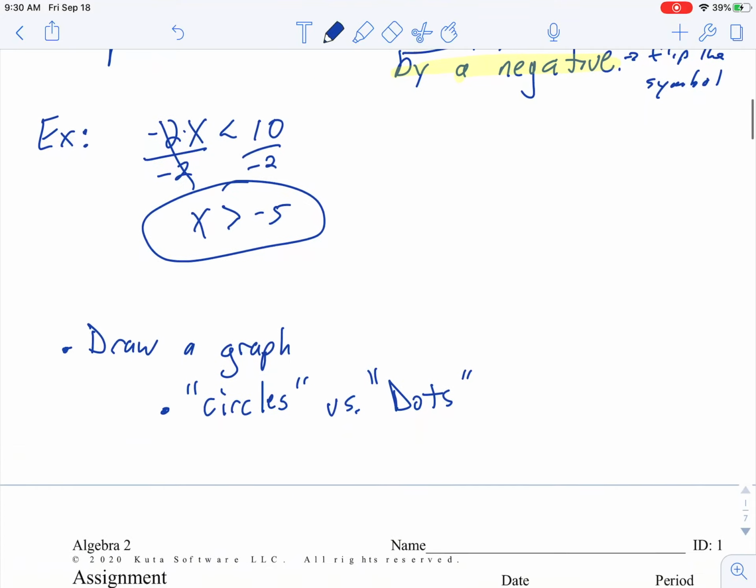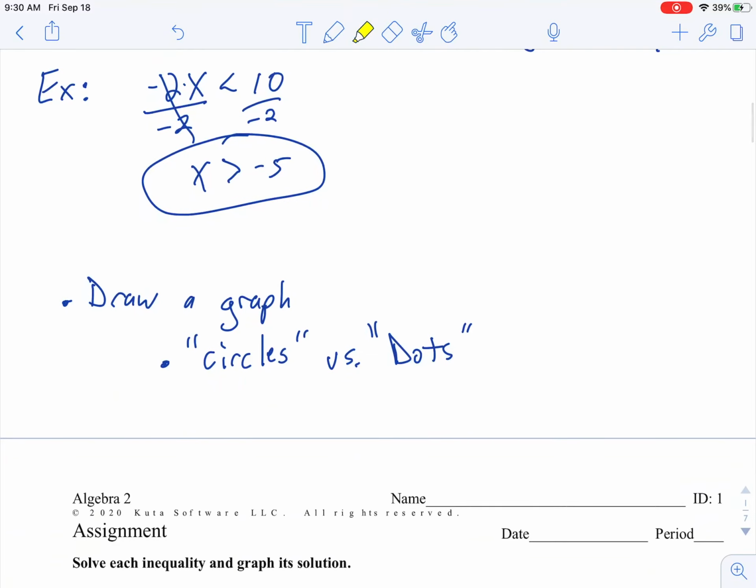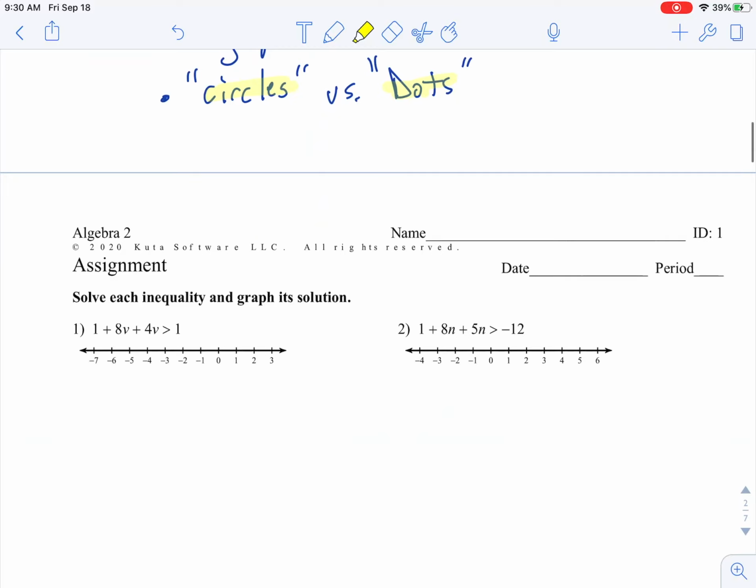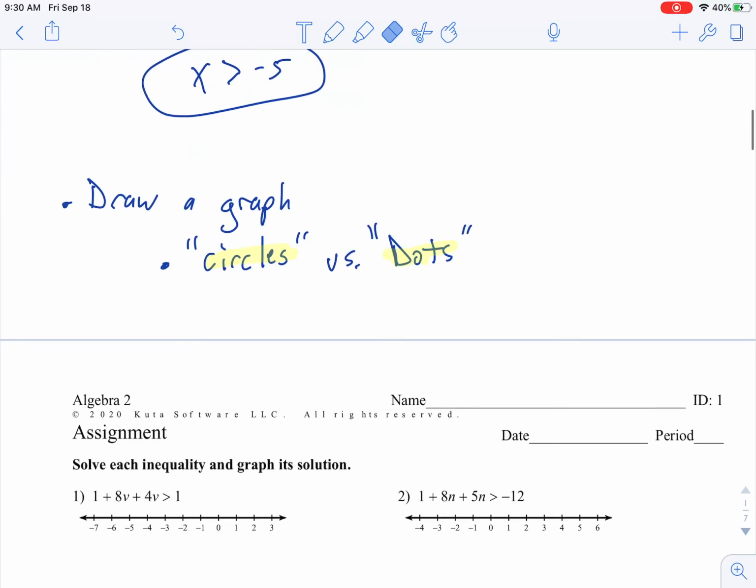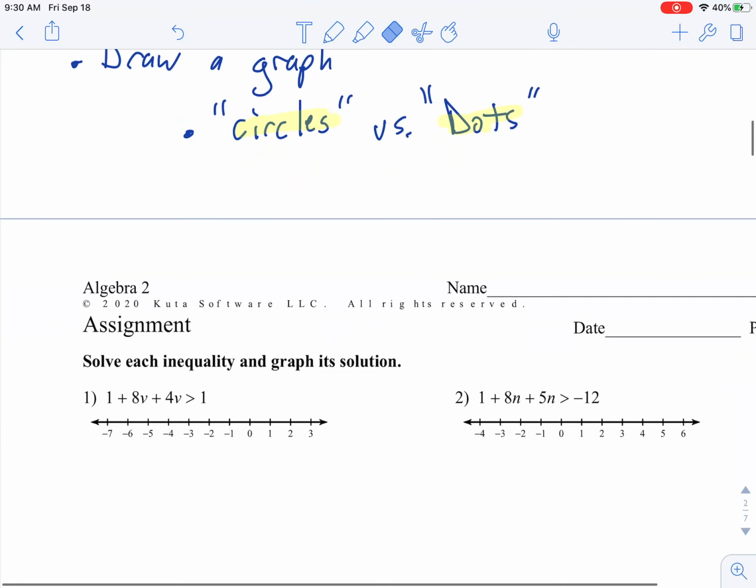Okay, when it comes to drawing graphs, there's this whole issue of circles or dots. I'm not going to address that now. I'm actually going to get into the examples, and when it comes time to draw the graph, that's when I'll address this circle-dot issue. As normal, I'm going to do the evens, so your homework will be the odds.